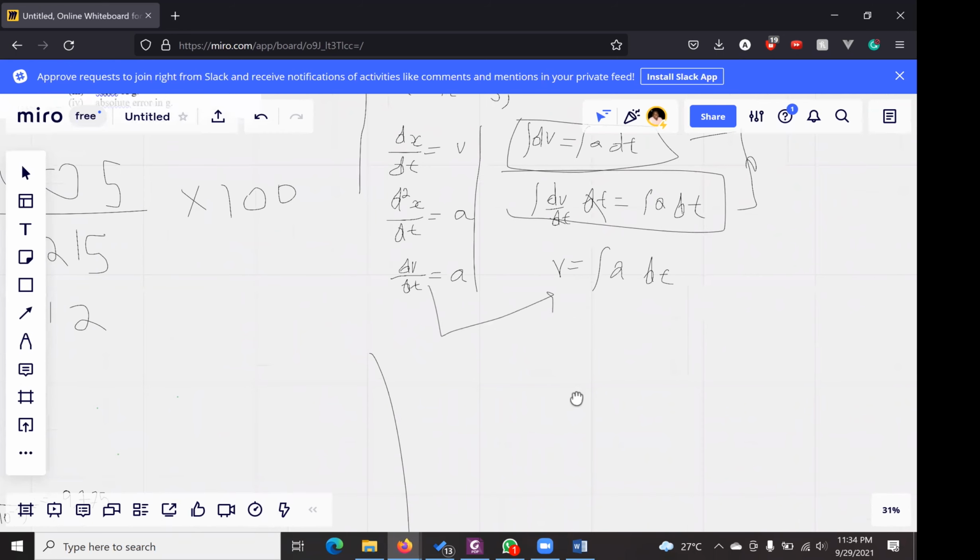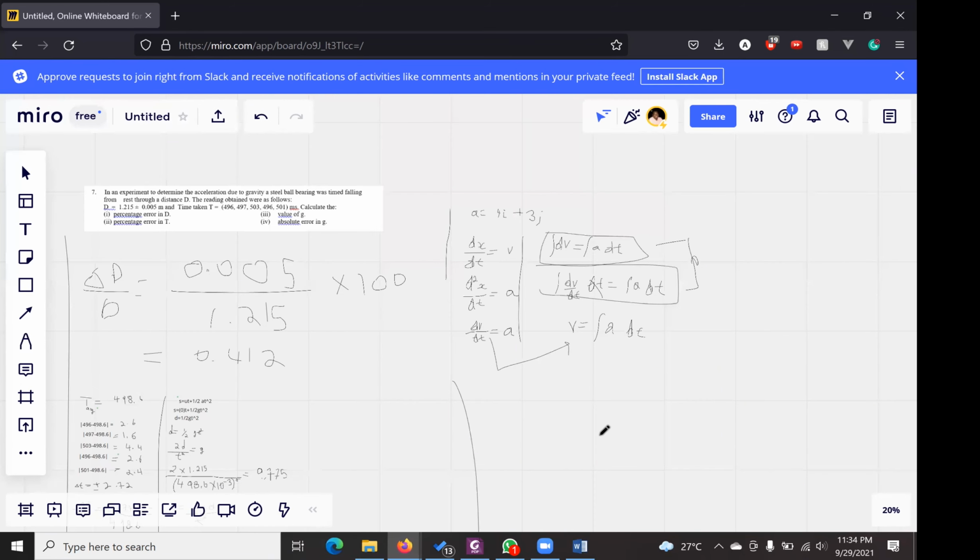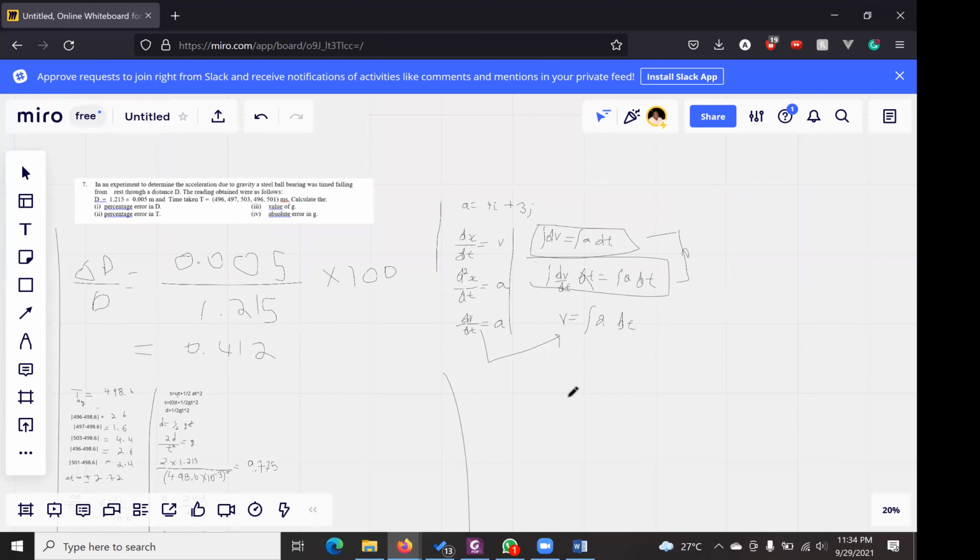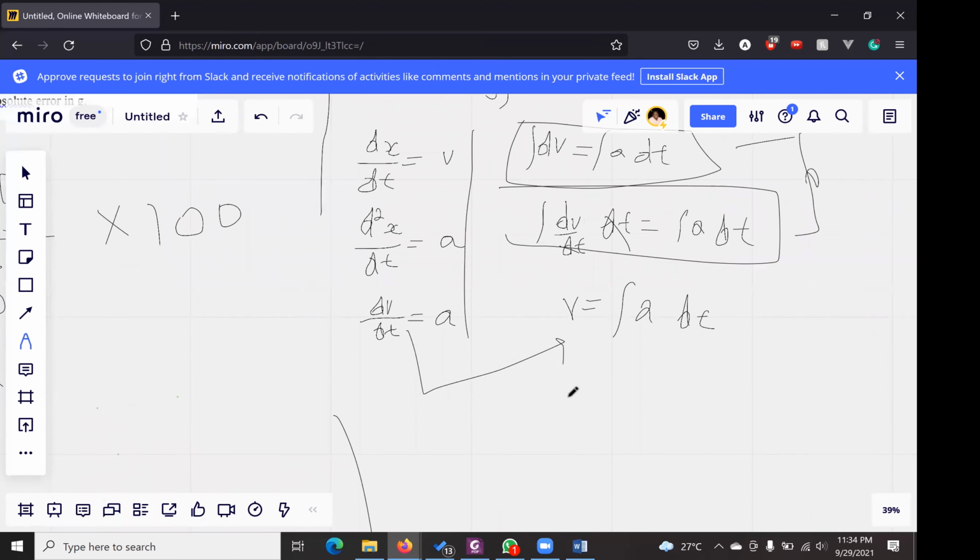So again, just one more thing for you. How would I find x given dx by dt equals v? What would x be equal to?